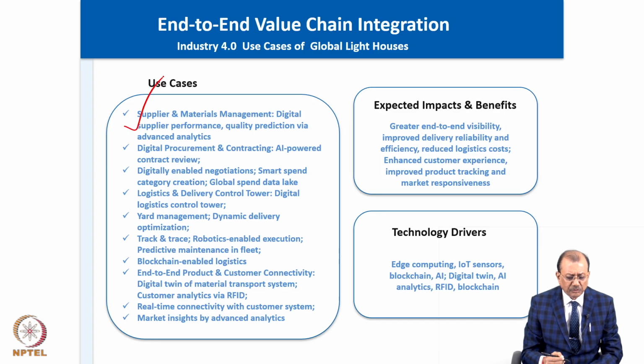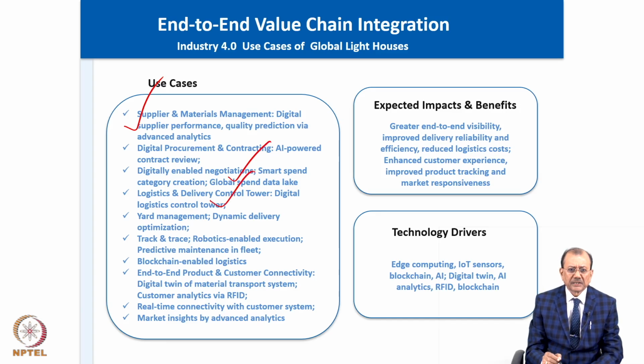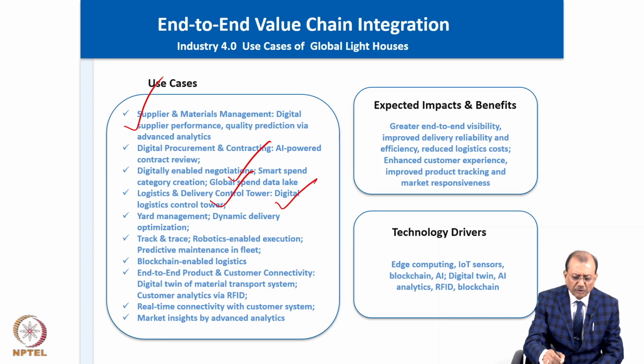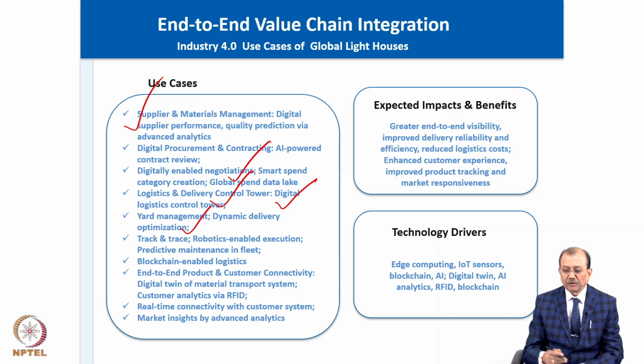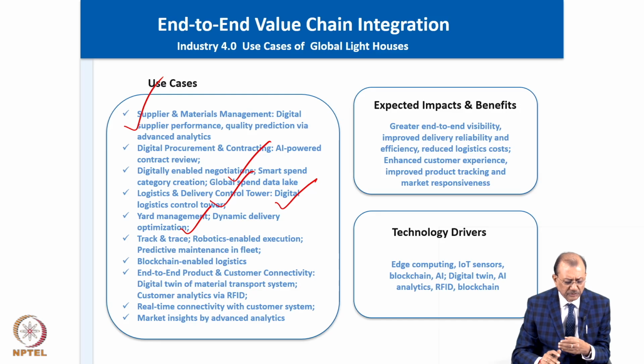Supplier and material management, digital supplier performance, which we have already discussed, digital procurement, digitally enabled negotiations, and logistic delivery control tower. This is again a very important use case where logistics and delivery are monitored with the help of some software or some platform. It is called the digital logistic control tower. The control tower means there is a platform over there. Then warehouse management is also one of the important use cases for value chain integration, because if you don't have the space to keep the goods and you keep receiving goods, then it sometimes becomes overkill.